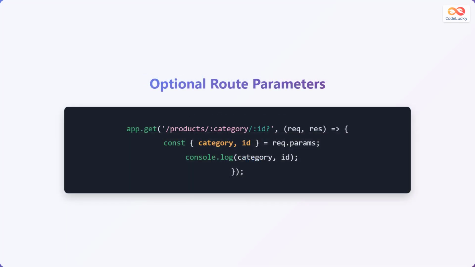Express also allows you to define optional route parameters. To make a parameter optional, you append a question mark to it in the route definition. If the parameter is not present in the URL, its value in req.params will be undefined. For example, app.get('/products/:category/:id?', (req, res) => {. Inside the function, we declare a constant and destructure category and id from req.params, and then console.log category and id.